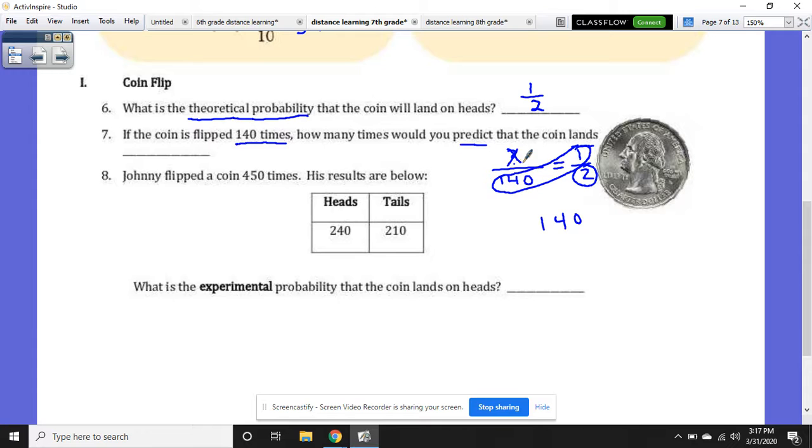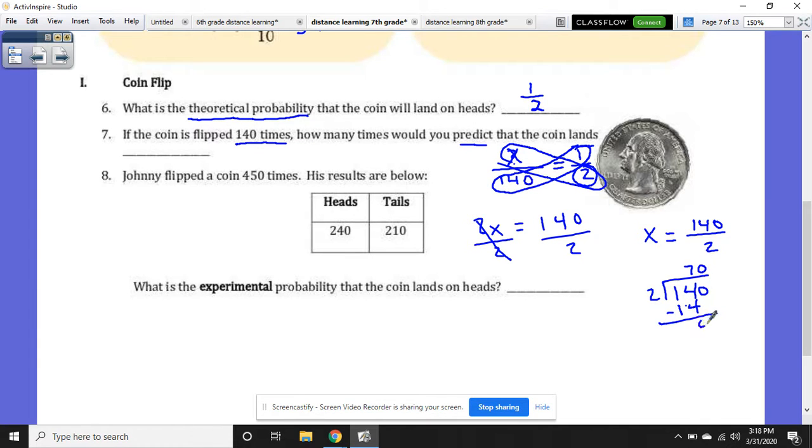Technically, you would cross multiply again, and let me show you that way. I'm going to cross multiply 2 times x, and that's going to give me 2x. So 2x, which is these 2 right here, is equal to 140, which is these 2 right here. Once I have 2x equals 140, I would divide by 2 to get the x by itself, isolate the variable. So now my new problem is x equals 140 divided by 2. Then I would divide 140 by 2, and I would get 70, because 2 goes into 14 7 times, that's 14. Bring down the 0, 2 goes into 0, 0 times.